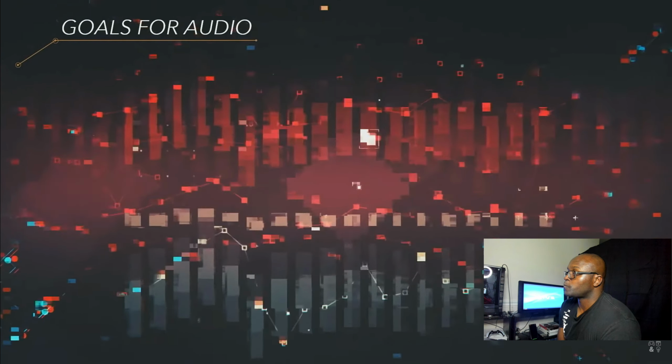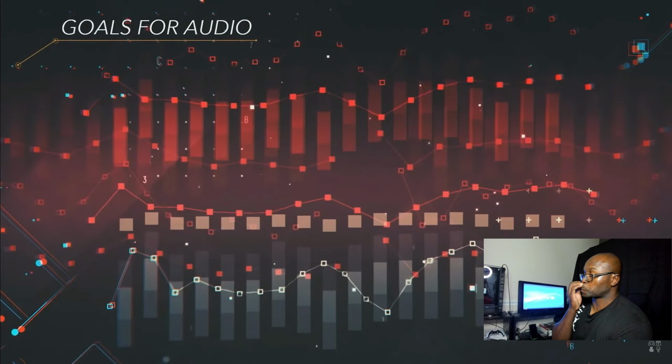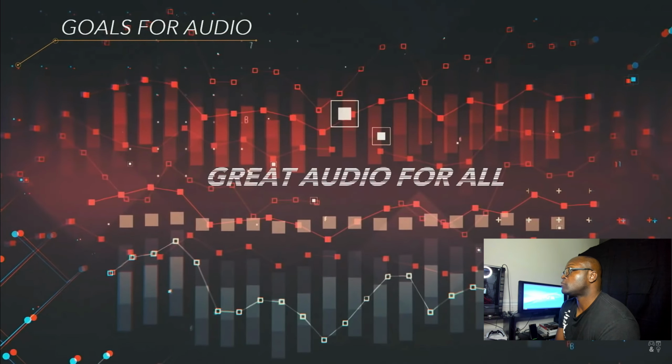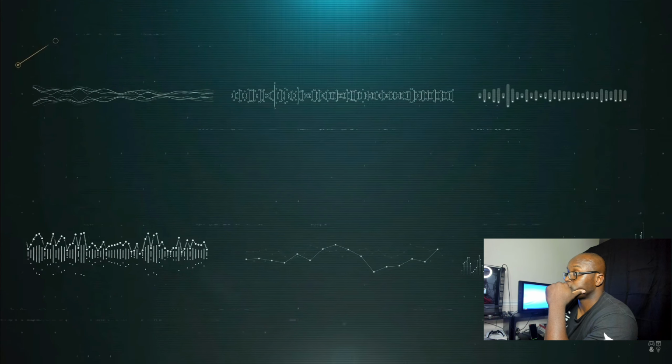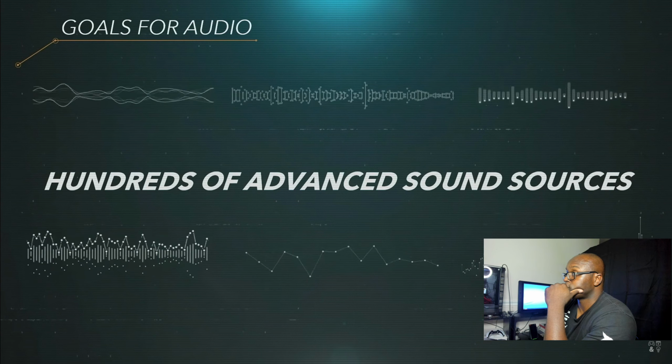Not to oversimplify, but here were our goals for audio on PlayStation 5. The first goal was great audio for everyone, not just VR users or soundbar owners or headphone users. That meant audio had to be part of the console. It couldn't be a peripheral. The second goal was to support hundreds of sound sources.